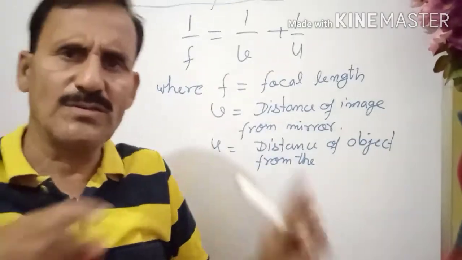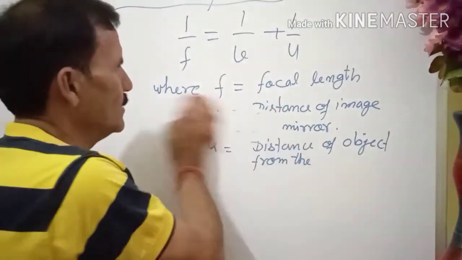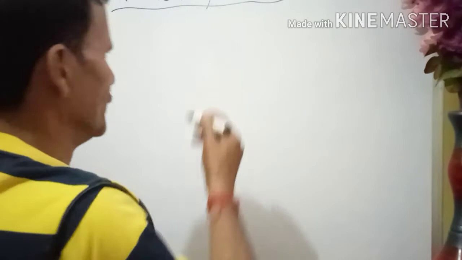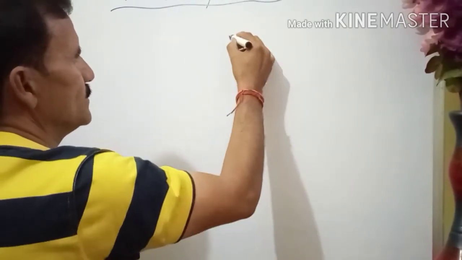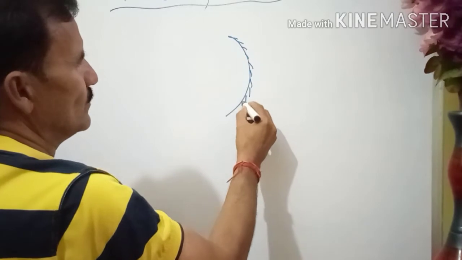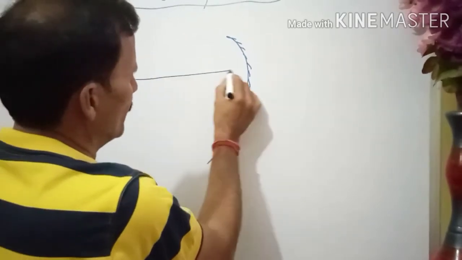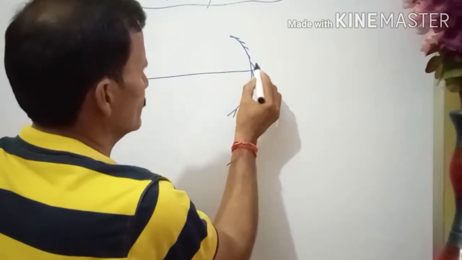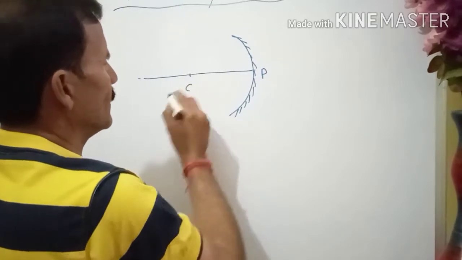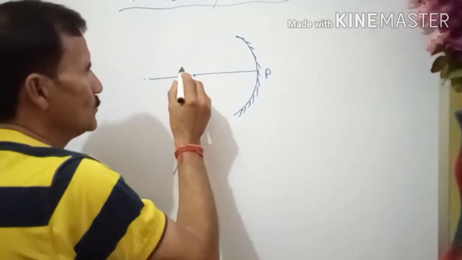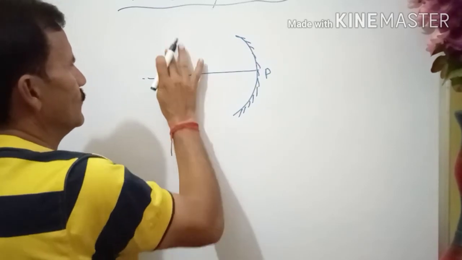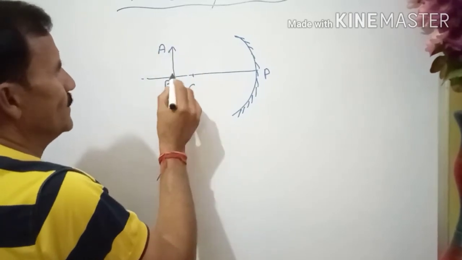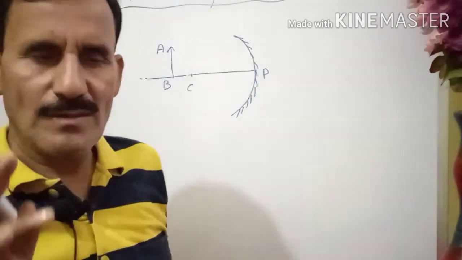Now let us try to derive it. This is for learning. So how will you derive it? Let us take a concave mirror. Its figure is easier as compared to convex, but it can be obtained with the help of a convex mirror also. So suppose this is P, this is the center of curvature, and you are taking an object here. Suppose this is AB. So how will you locate the image?